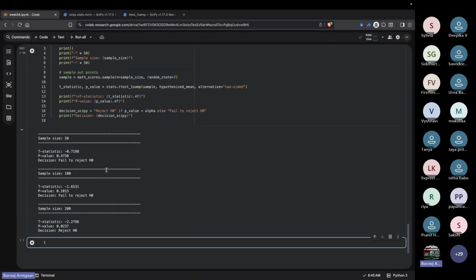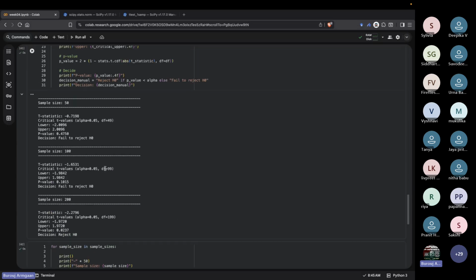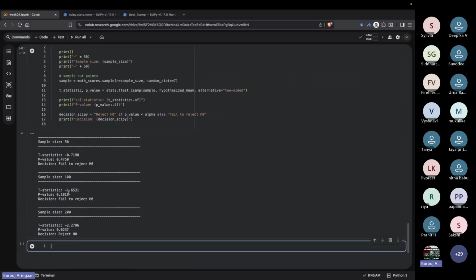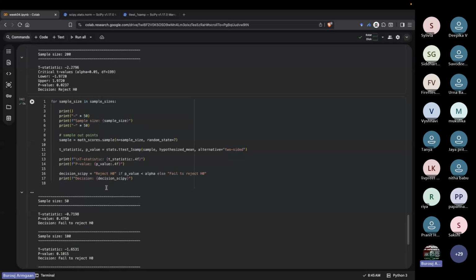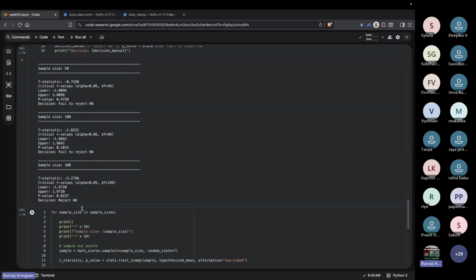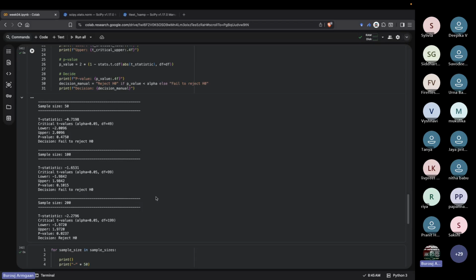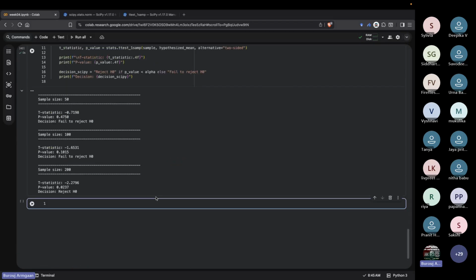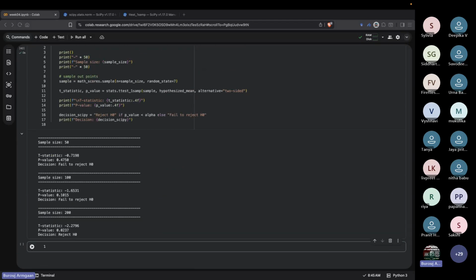Right. So let's see if we get the same results. We have 7198, 7198, 16531, 16531, 22796, 22796. We fail to reject in the first two methods. We are okay in the other. Any doubts in this?